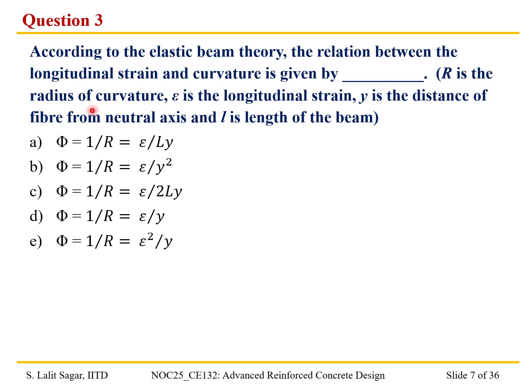R is the radius of curvature. Phi is curvature. Epsilon is the longitudinal strain. Y is the distance of the fiber from the neutral axis, and L is the length of the beam. Kindly take a few minutes and let me know what would be the correct response.